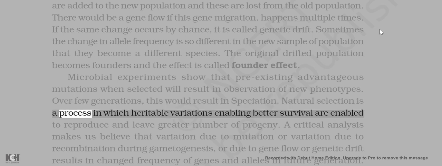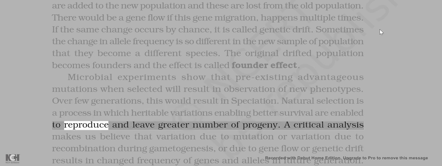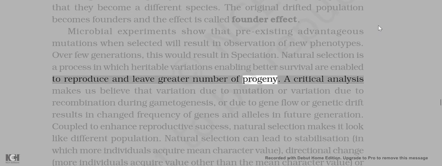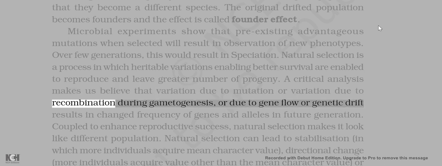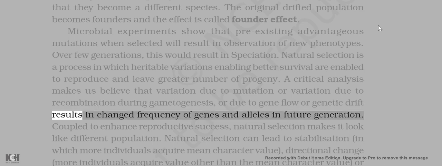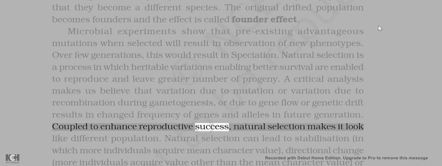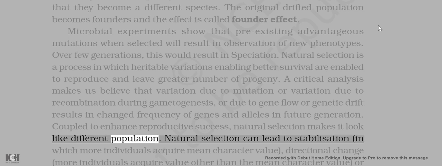Natural selection is a process in which heritable variations enabling better survival are enabled to reproduce and leave greater number of progeny. A critical analysis makes us believe that variation due to mutation, or variation due to recombination during gametogenesis, or due to gene flow or genetic drift results in changed frequency of genes and alleles in future generations. Coupled to enhanced reproductive success, natural selection makes it look like a different population.